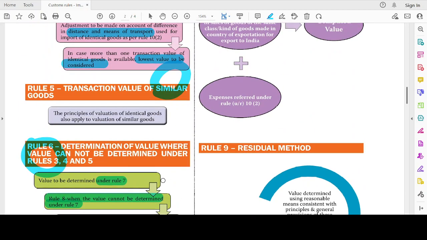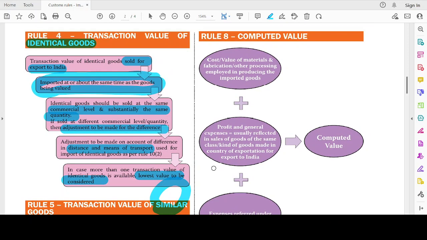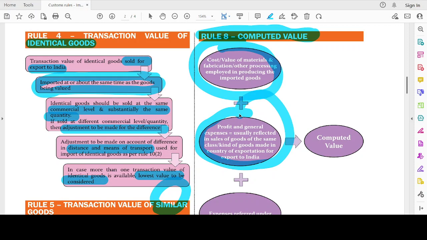Now, moving on to rule 8, which is nothing but computed value. We're going to make some computations here. I'm going to take the cost of materials and fabrication or processing employed in producing the imported goods, the cost of manufacture or production of the imported goods, and add the profit and general expenses usually reflected in sales of goods of the same class or kind made in the country of exportation for export to India. This is the profit of that country's exporter, not mine. I'm going to add that, and other general expenses, and then arrive at a computed value.